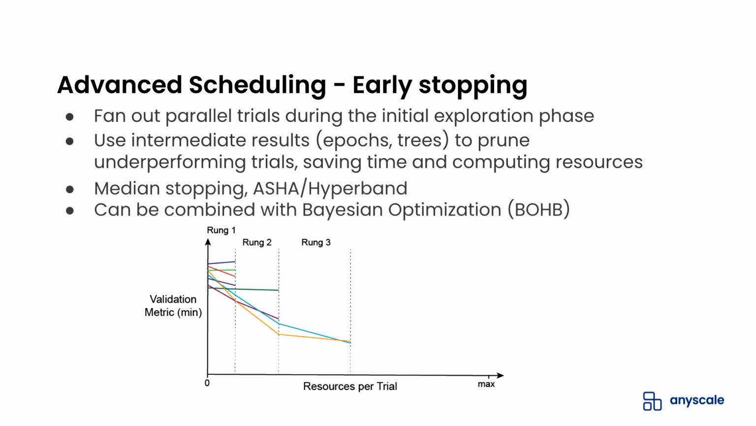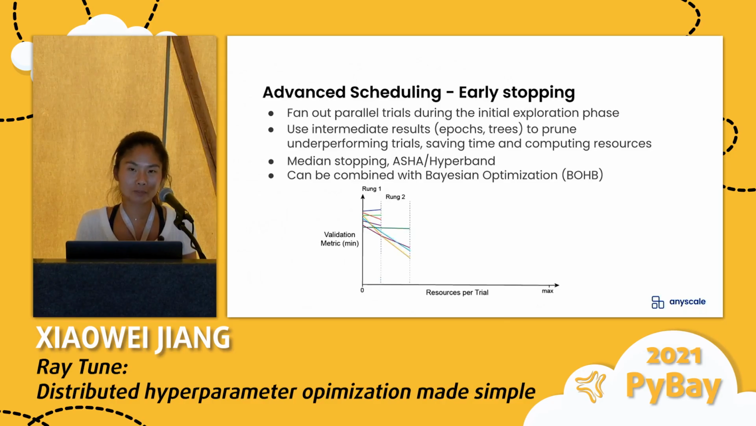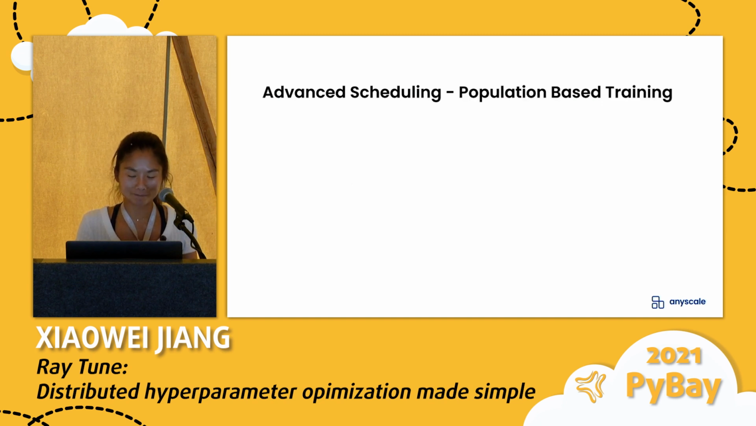In this category, there are also some famous algorithms, including median stopping, ASHA, and HyperBand, all of which are part of RayTune as well. And another piece of good news is that this type of early stopping can be combined with Bayesian optimization, so we sort of get the best from both worlds.